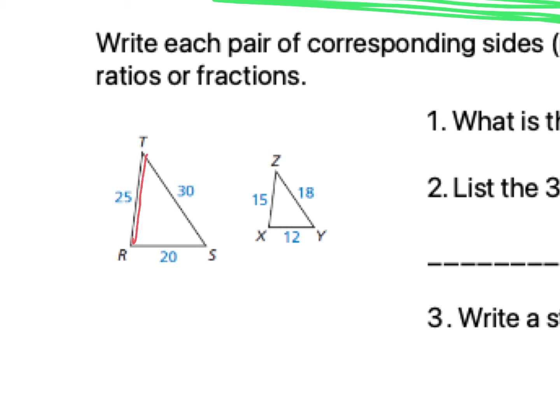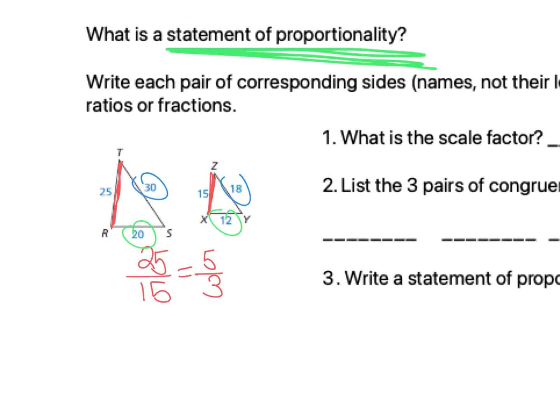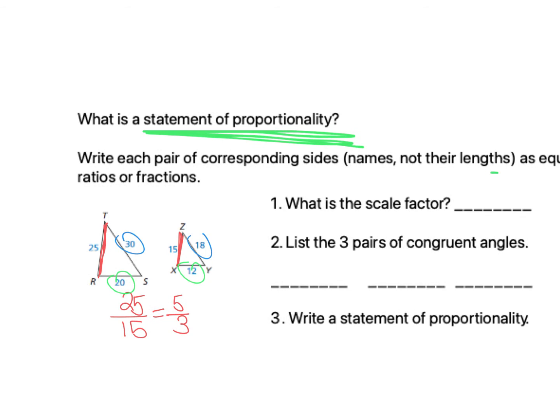So if I said TR and ZX, they correspond to each other. So I could say 25 over 15, and when I simplify that, I get 5/3. Again, just a quick look here, 30 over 18 would also simplify to 5/3, and 20 over 12 would also simplify to 5/3. So it doesn't matter which pair you use as long as they correspond to each other. So my scale factor is going to be 5 over 3.